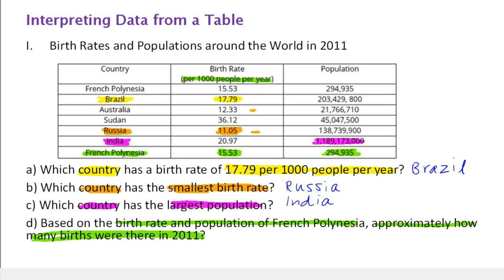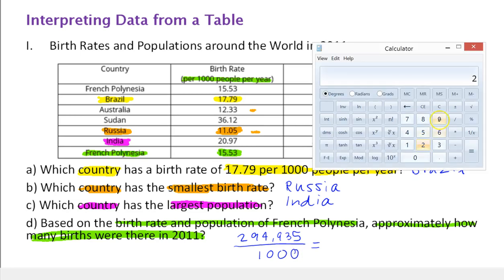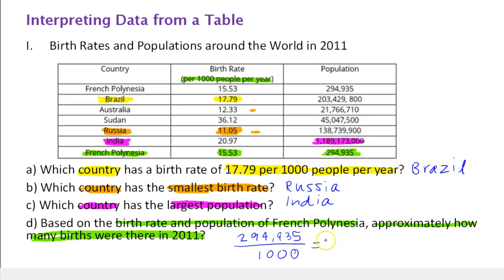So now let's think about this. If we have 294,935 people, how many thousands of people are there? If we divide this by 1,000, I'm going to use the calculator. Maybe you can do this in your head, but we'll just use the calculator since it's there. 294,935, and we divide by 1,000. So there are 294.935 thousand people in French Polynesia. So let's write this, 294.935 thousand people.